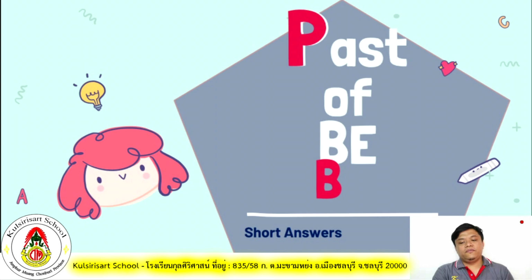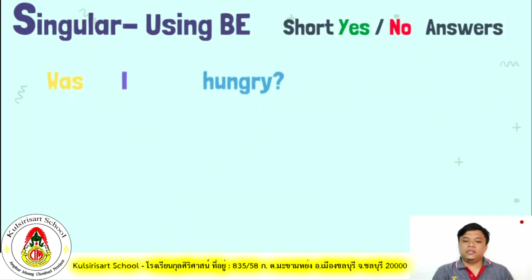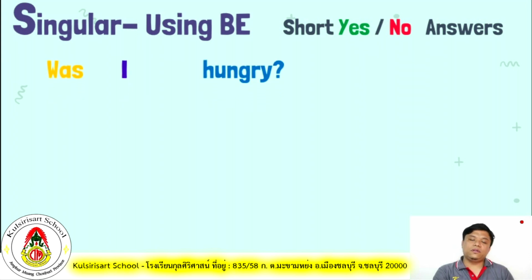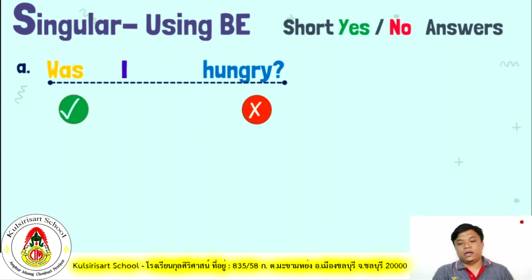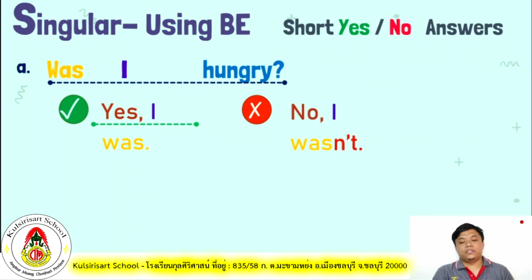For past of be, short answers. What are the short answers again? We have yes or no. Singular using the short answers, yes or no. For example, again, was I hungry? For the positive or affirmative answer, we answer with yes, I was. And for negative, no, I wasn't.